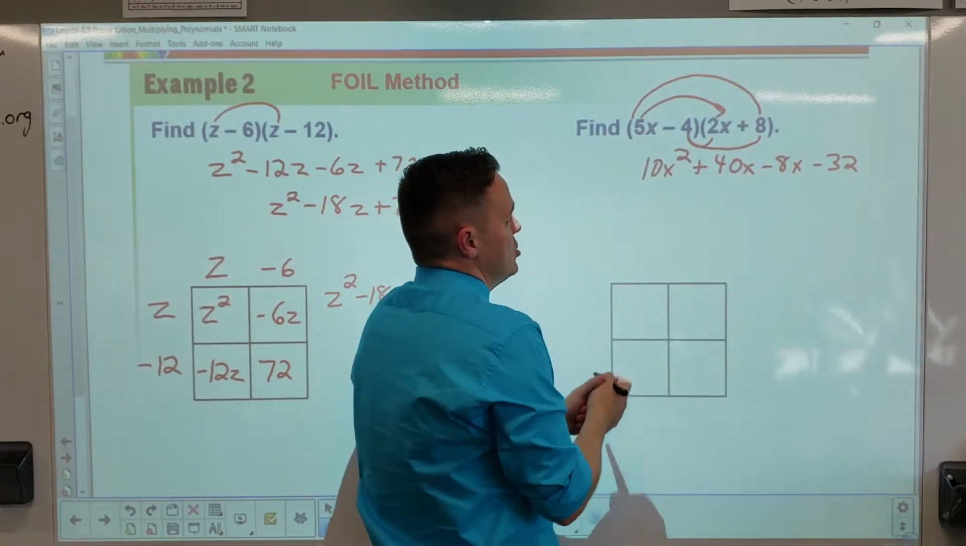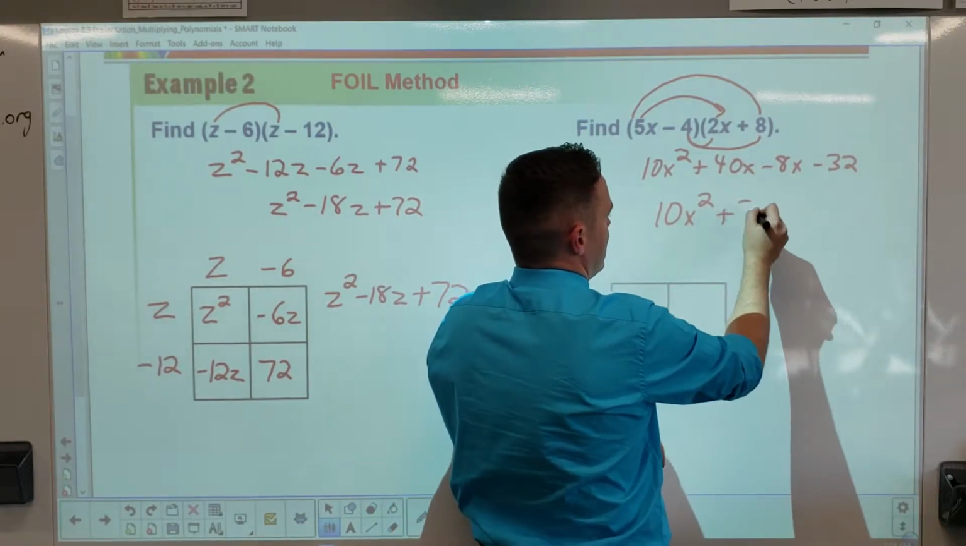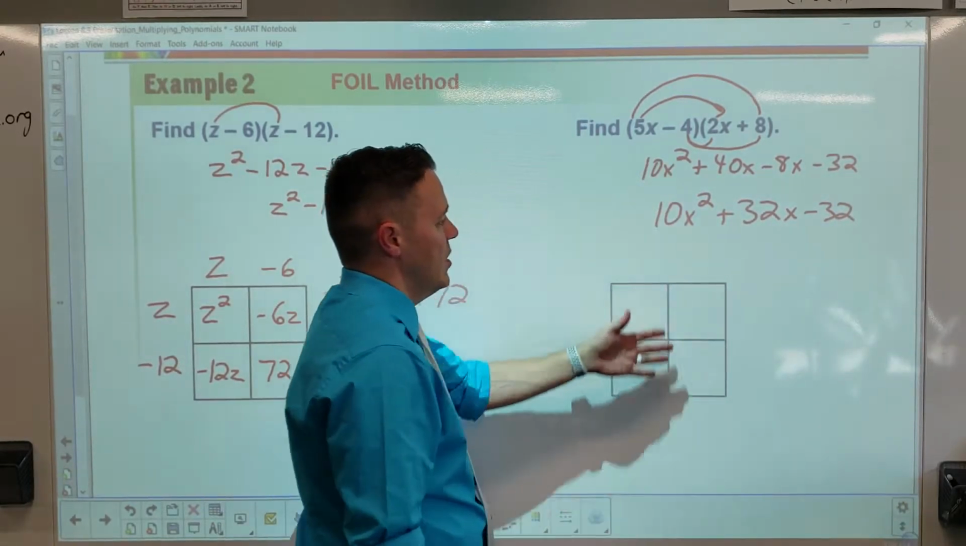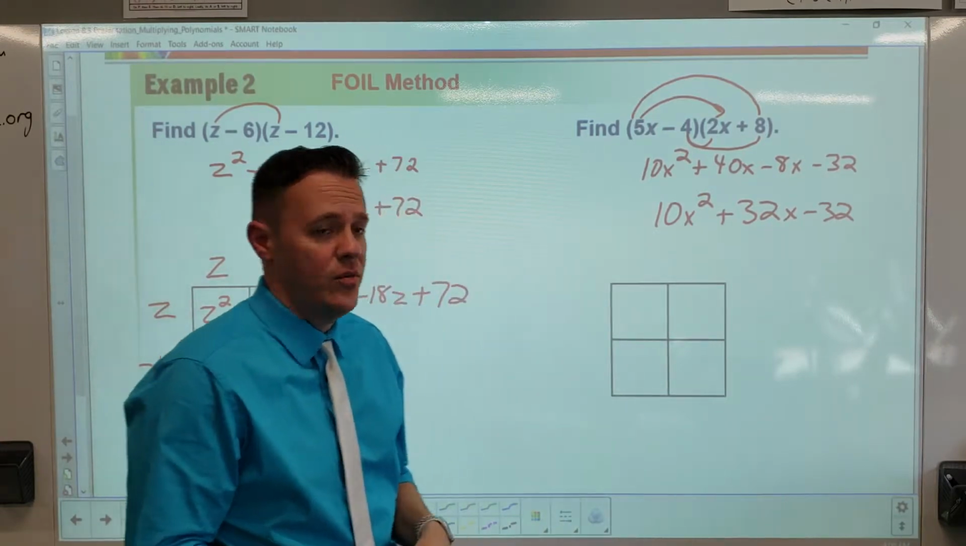Now, ladies and gentlemen, all you do is you combine the terms up, and you go from there. So it'll be plus 32x minus 32, and you leave it at that. If you want to put it into this box, you can at this point, but just know it's up to you if you want to do it.